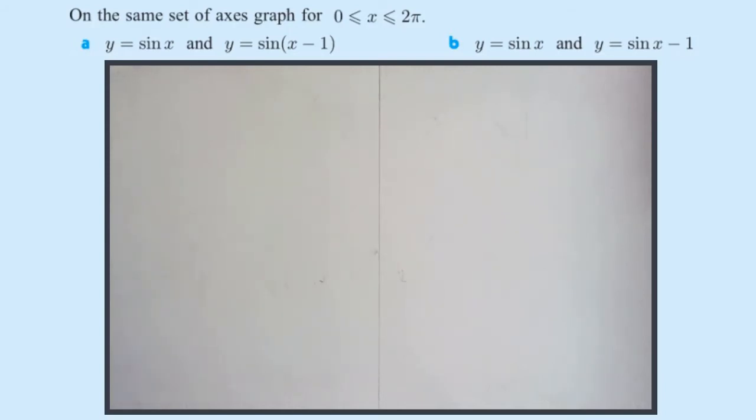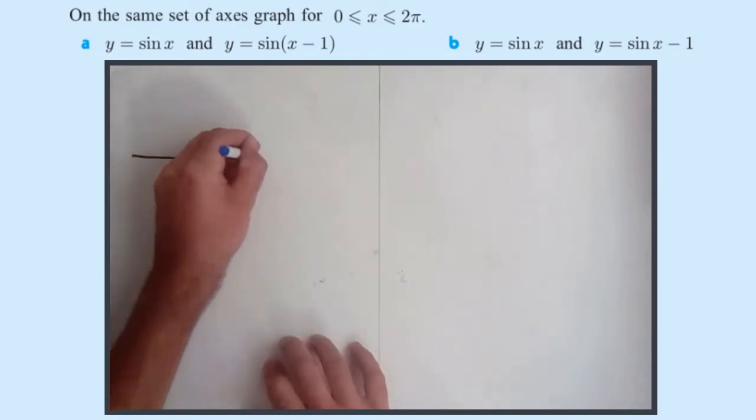On the same set of axes for x between 0 and 2 pi, sketch the graphs of y equals sine x and y equals sine x minus 1, which is a bit tricky, but what I'm going to do is just not think too much about the numbers, because if you think about 1 in terms of radians, that's not a nice number really. So y equals sine x, that's easy enough.